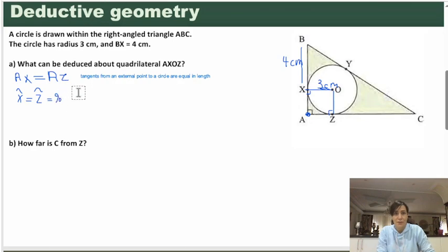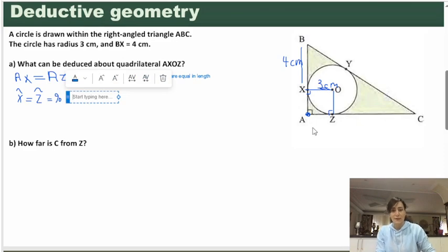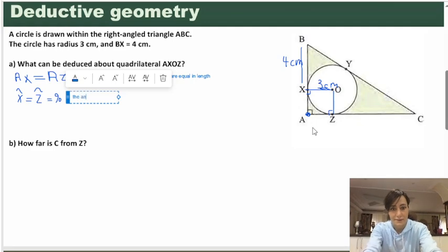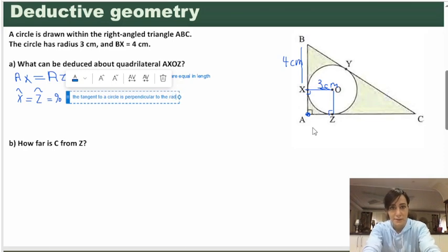Again, I have to write my reason. The reason is the tangent to a circle is perpendicular to the radius at the point they meet.